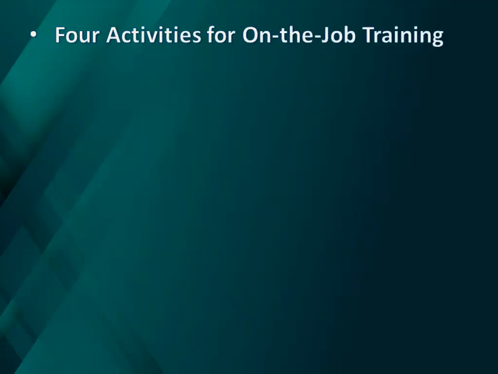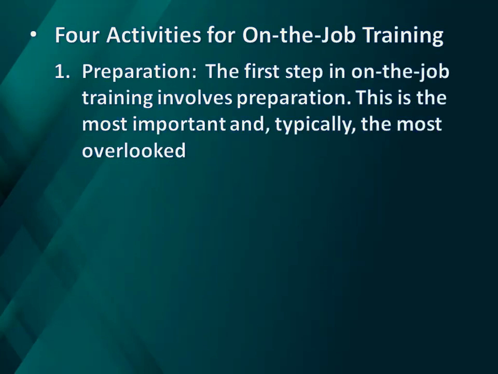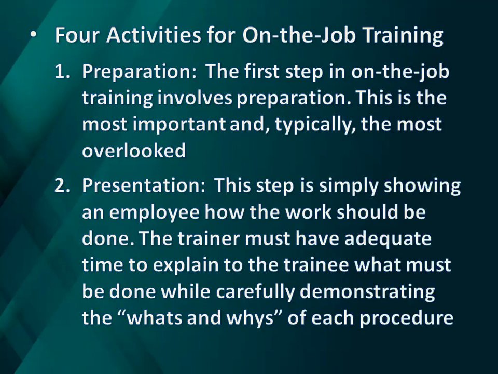4 activities for on-the-job training. Preparation. The first step in on-the-job training involves preparation. This is the most important and typically the most overlooked. Presentation. This step is simply showing an employee how the work should be done. The trainer must have adequate time to explain to the trainee what must be done while carefully demonstrating the whats and whys of each procedure.